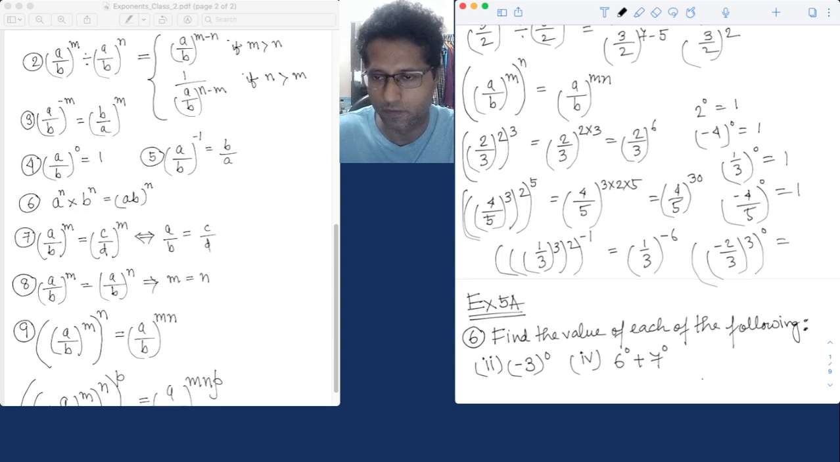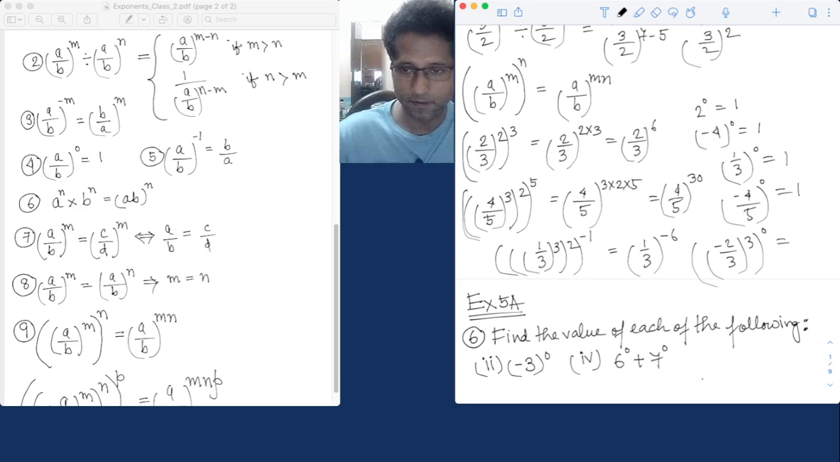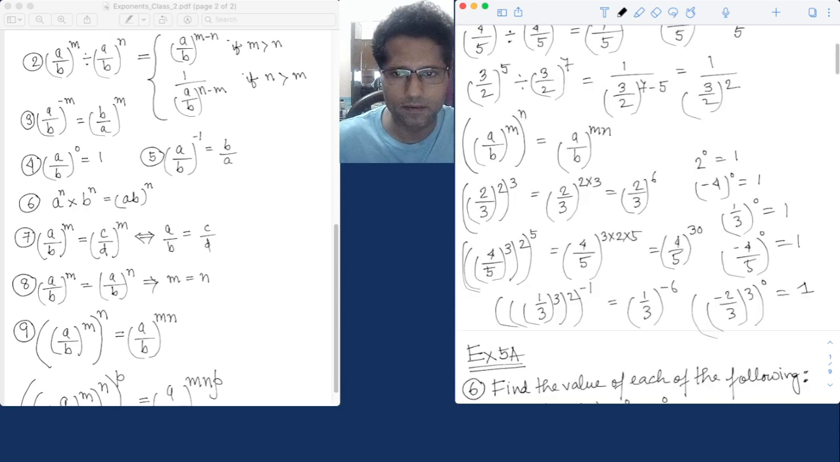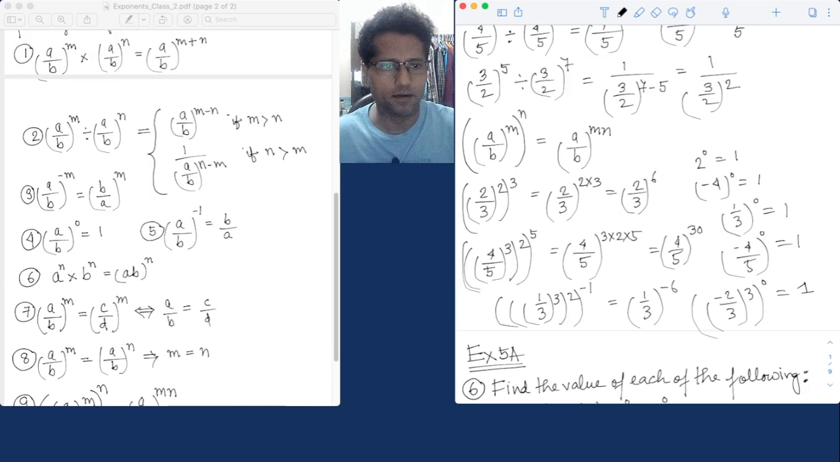If you have a compounding power like minus 2 by 3 raised to the power 3 and then the whole raised to the power 0, whatever, if the last power is 0, it overall becomes 1. Another thing is law number 3: if the power is a negative integer, that is, a rational number a by b raised to the power minus m, where m is a positive integer, you just take the reciprocal of the rational number and then raise it to the power m.